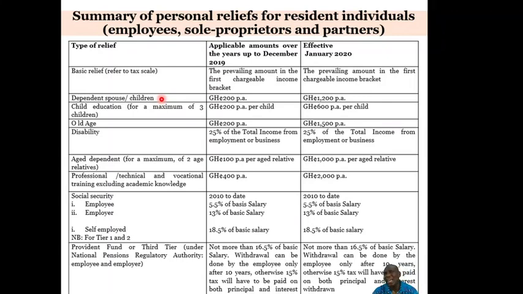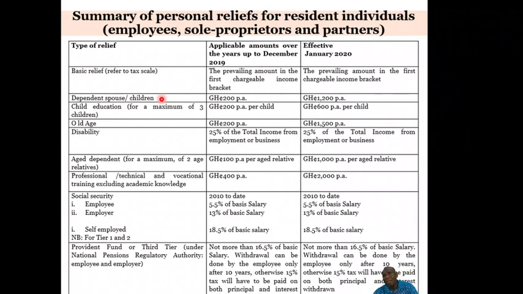Professional, technical, and vocational training relief, excluding academic knowledge. If it is about university, please, that one you don't get it. But it is if you are pursuing a professional course or a technical program or a vocational program, not academic. If someone wants to trick you, they will say that he is attending a master's program at UPSA. Please, you don't qualify. It should be a professional, a technical, or a vocational training.